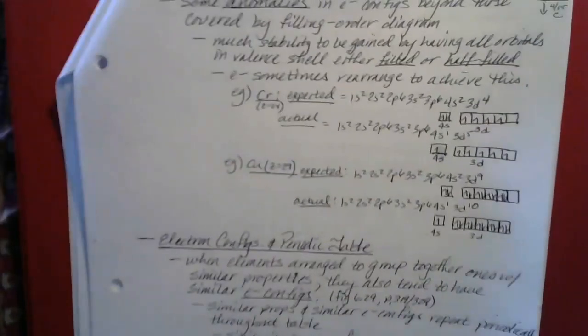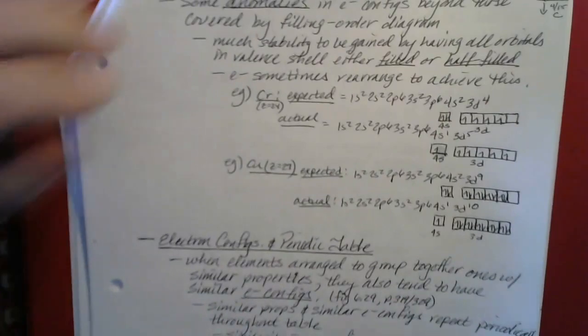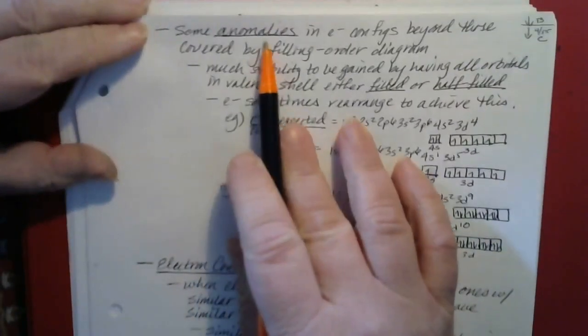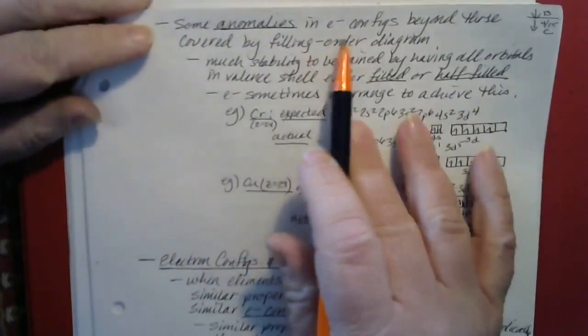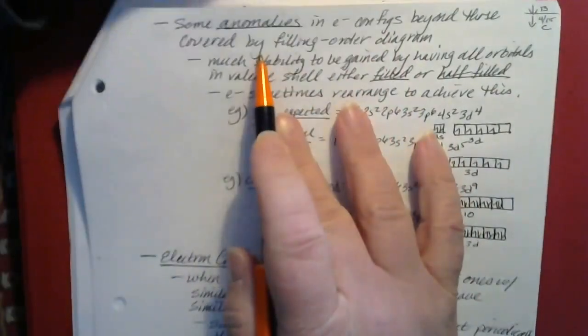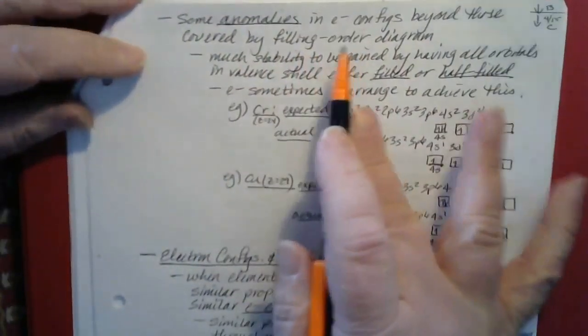Okay, in part C, we're going to continue with some additional anomalies, some anomalies on top of the anomalies, if you will, in electron configurations. And these are anomalies that go beyond those covered by the electron filling or order diagram.